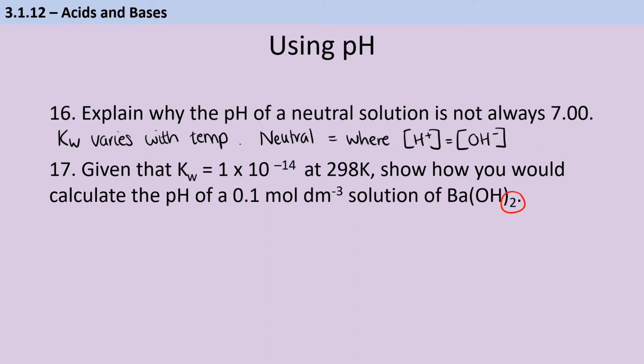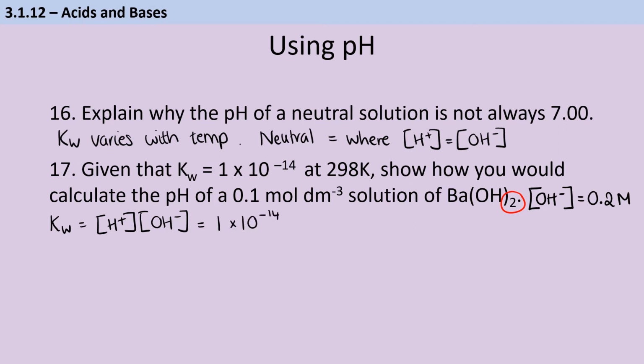And so that means that although we've been given the concentration of the solution, that's not the same thing as the concentration of the hydroxide ions. So if the concentration of the solution is 0.1, that means that the concentration of the hydroxide ions will be 0.2. So now that we've established that, firstly, we need to define Kw. So we've said that's the concentration of hydrogen ions multiplied by the concentration of hydroxide ions. And that has a value given to us in the question as 1 times 10 to the minus 14.